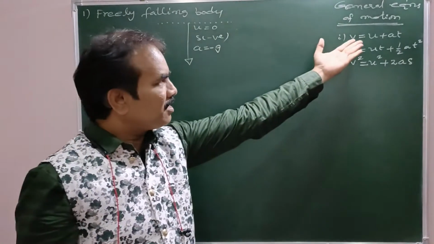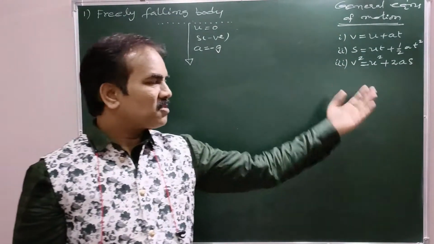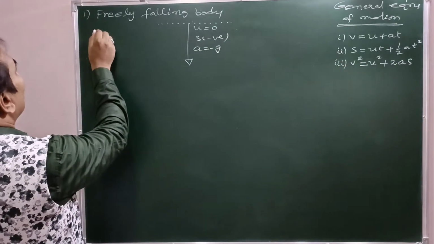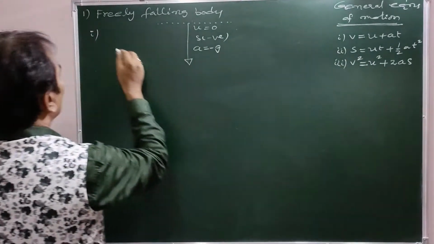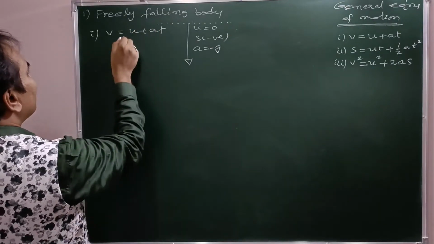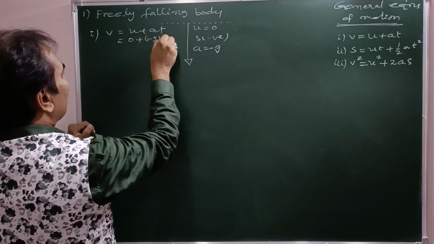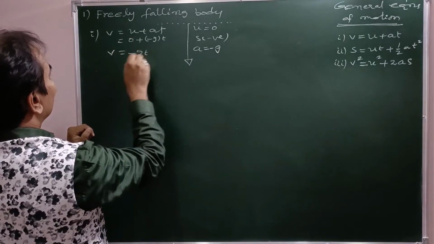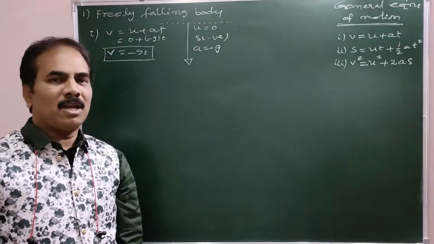Now see the general equations of motion: v equal to u plus at, s equal to ut plus half at square, v square equal to u square plus 2as. In the first equation, u equal to 0, so v equal to 0 plus a into time, and a becomes minus g. So v equal to minus gt. This is the transformed first equation in the case of a freely falling body.